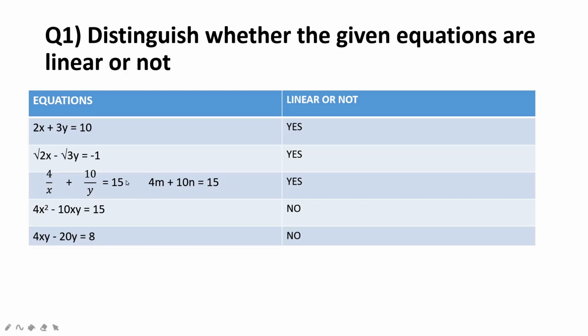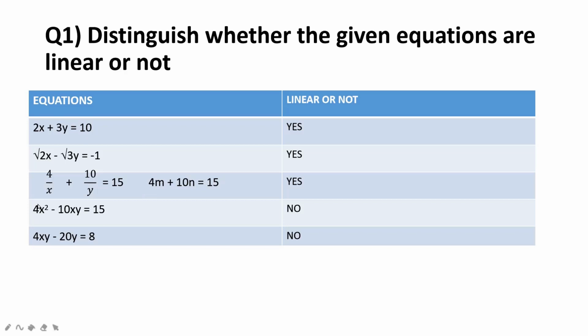Now this is a linear equation for sure, because now we will check the conditions. We have two variables. Yes, we have two variables. Then the degree of the two variables is 1. Yes, the degree of the two variables is 1. So yes, this is a linear equation. Now we will see the fourth equation.